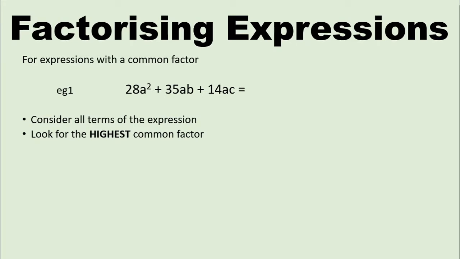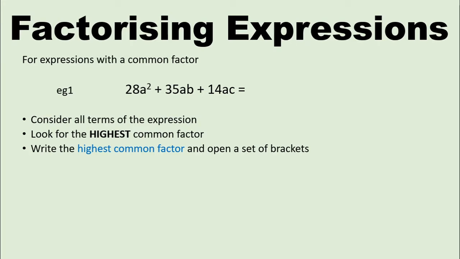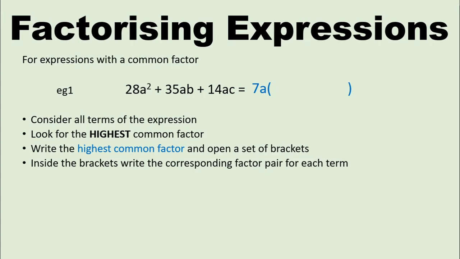But don't just look at the numbers, also look at the letters. A squared, AB, AC. All 3 terms involve the letter A. So I could divide all 3 terms by 7A. The highest common factor would then be both a number and a letter term. So I'll put 7A in front of a set of brackets, and inside the brackets, I write the corresponding factor pair for each term. So 28a squared divided by 7a.